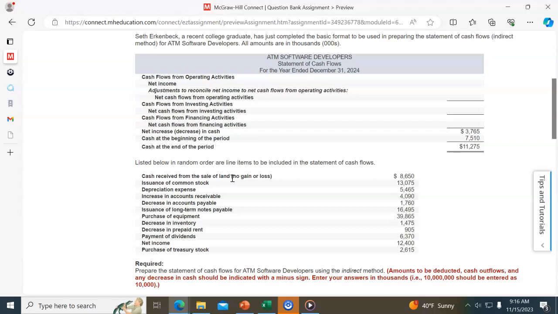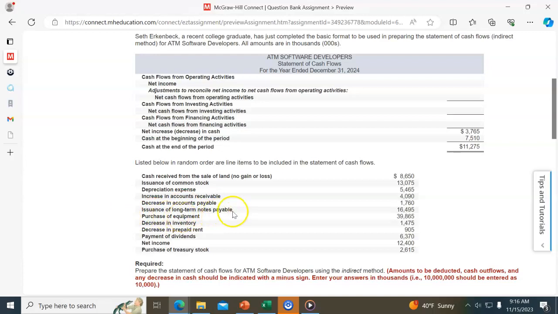Investing. Issuance of common stock. Financing, that's an inflow. Both of those are inflows. Depreciation expense. Operating, you'll add it back. Increase in accounts receivable. Operating as a decrease. You'll subtract it, won't you? A decrease in accounts payable. Operating will be a subtraction.